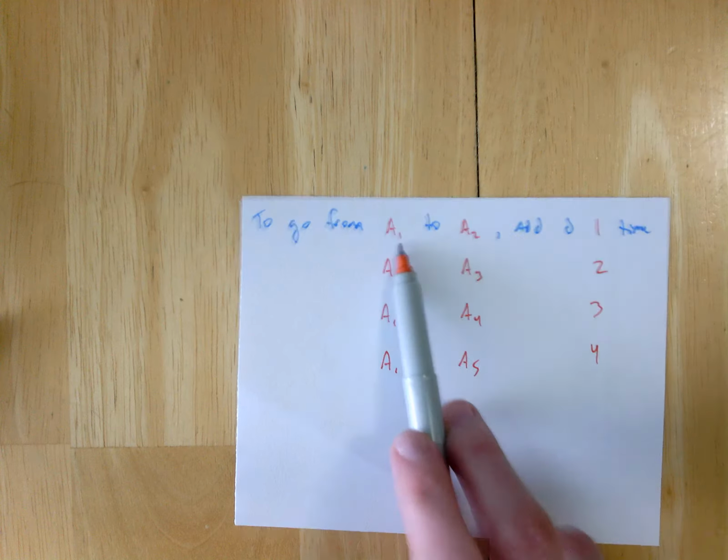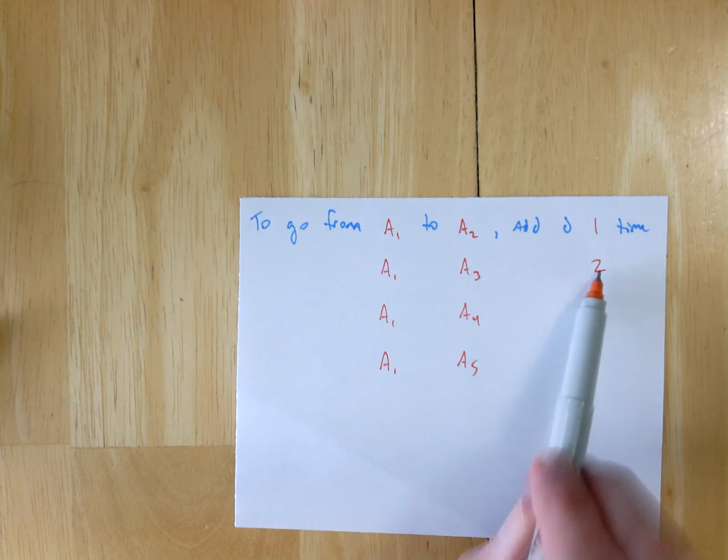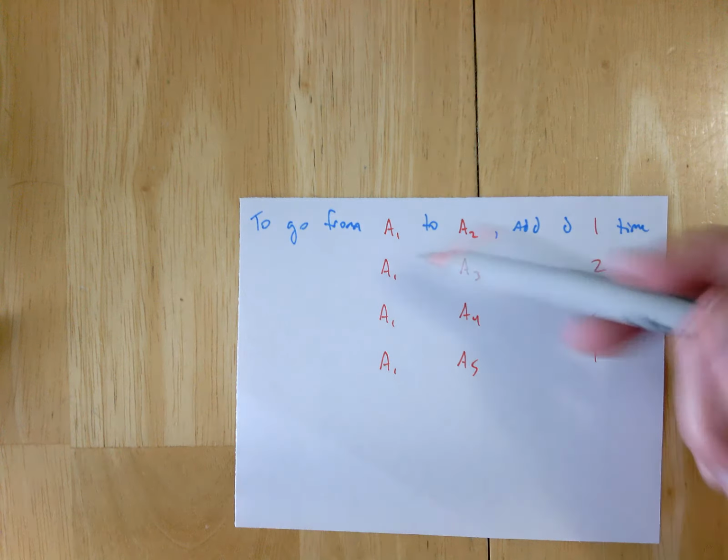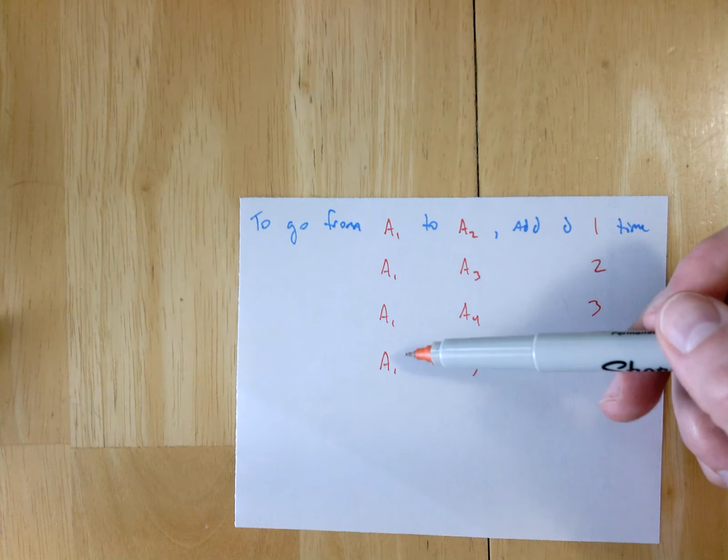Well, 2 minus 1 is 1, 3 minus 1 is 2, 4 minus 1 is 3, 5 minus 1 is 4. So it looks like we've got a pattern here. But the question then becomes, does that only work? We've left all of these as A1. So what if I change that?